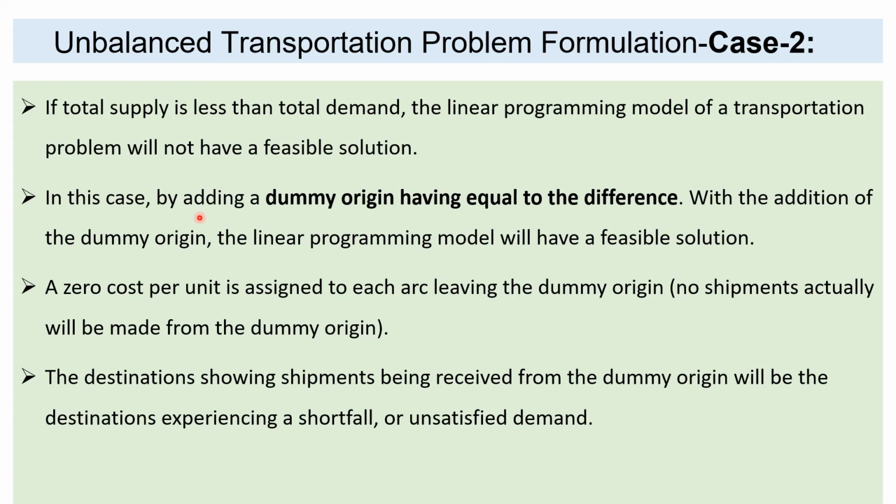So in this case, we have to add a dummy origin, a dummy supplier, with a supply equal to the difference between the total supply and the total demand. So the dummy has an amount equal to the difference of the total supply and the total demand. Or we can say that we subtract total supply from total demand to get a value for the dummy supplier. With the addition of the dummy origin, the linear programming model will have a feasible solution.